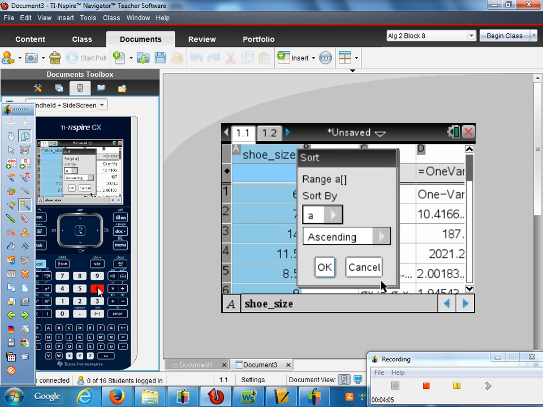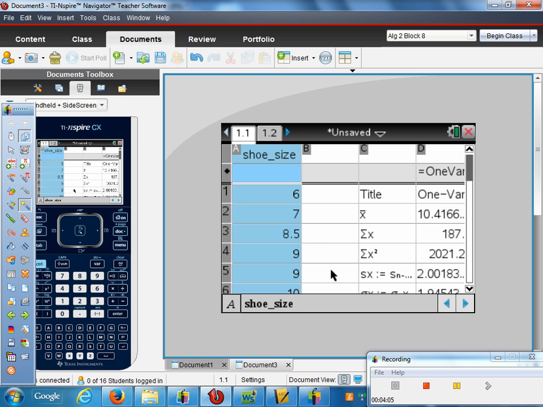It asks sort by, but unfortunately it only ever gives you the choice you have highlighted, so we're sorting column A, which is correct. It doesn't pick up shoe size, which I don't quite understand, but it doesn't. So instead we want to sort column A, hit OK, and it will now have put column A in order.